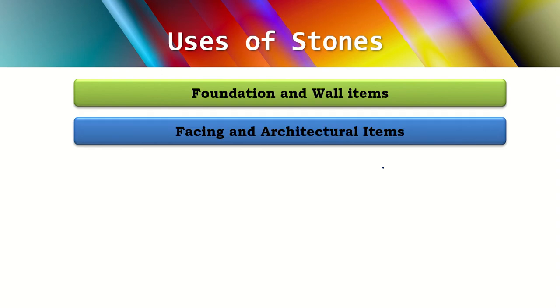Next is facing and architectural items. So regarding facing and architectural items, whichever stones are having some glossy look, some shiny look, some polished look, they can be used in facing items like your staircases or your guardrails or your parapets, etc. And coming to architectural items, if you observe any monuments or any temples, you can see a good stonework you can observe on the columns and around the temple, wherever you see around the cornices, you can observe beautiful sculpture on it.